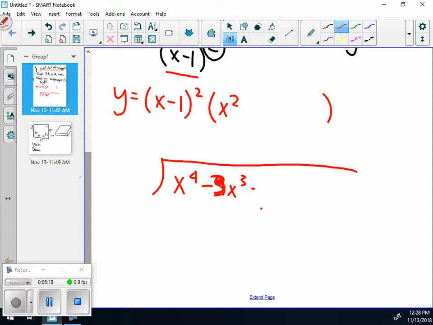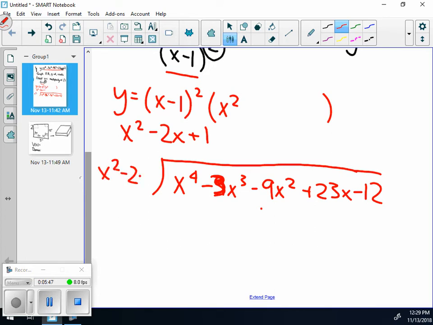3x cubed minus 9x squared plus 23x minus 12. And they said, all right, we know that an x minus 1 squared is going to be there. It's going to be inside of our polynomial somehow, right? So why don't we just multiply that out? x minus 1 squared is the same thing as x squared minus 2x plus 1 when I FOIL it out. And then what if I just divide that by my polynomial?